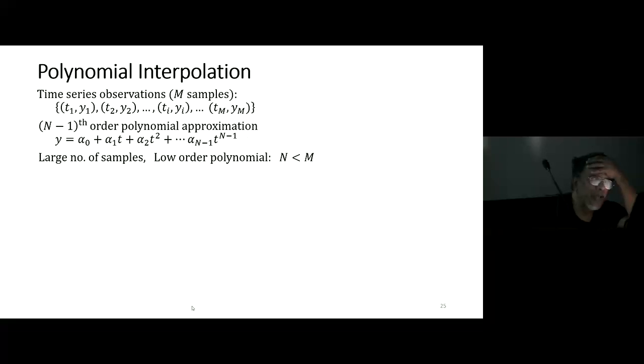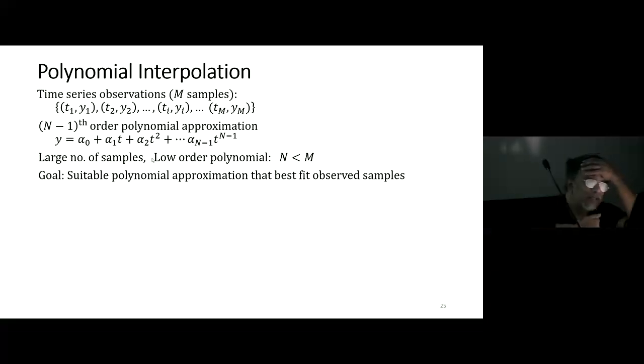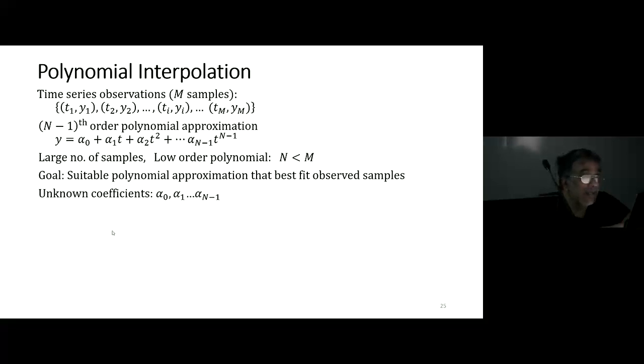How many variables do we have? The variables are alphas: alpha naught, alpha 1, until alpha n minus 1. We want to find these alphas that would best fit these observations. These are the unknown variables, the alphas. The t's and the y's are all known.